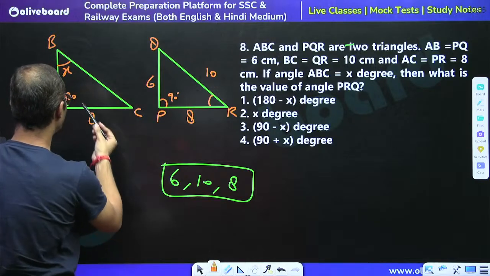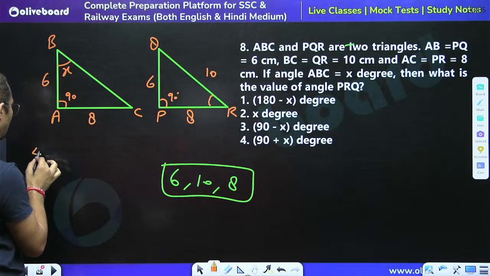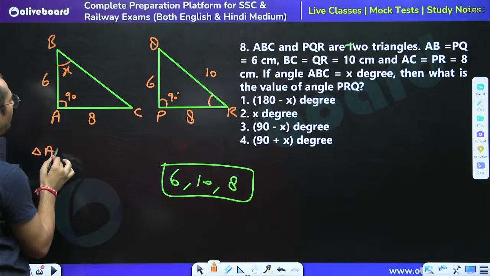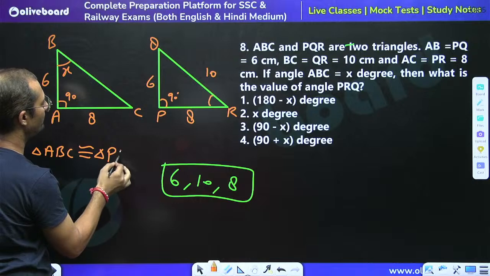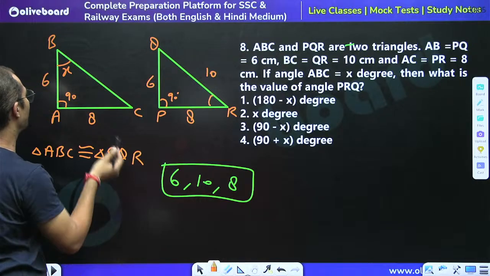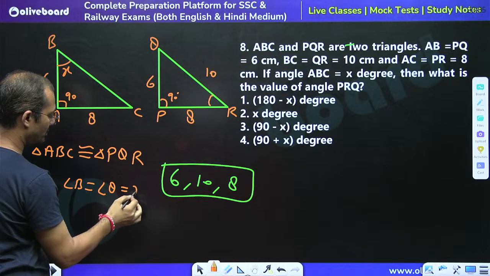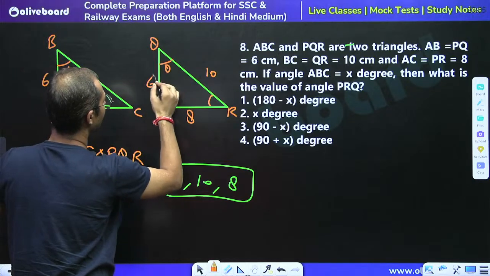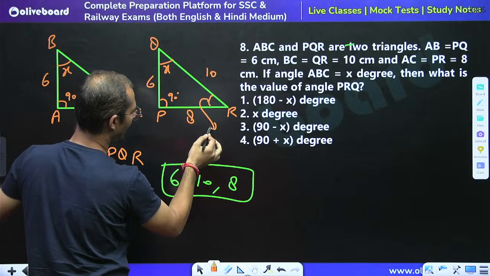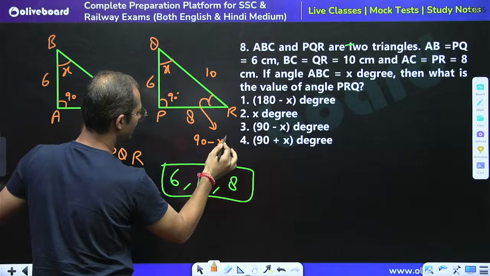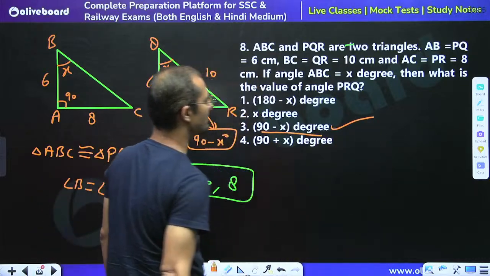See, all three sides are equal to the other triangle. It means we can say that triangle ABC is congruent to triangle PQR, right? So we can say that angle B would also be equal to angle Q, that is X degree, right? So we can say that angle R would be equal to 90 minus X degree, right? So 90 minus X degree, the third part, is the right answer.